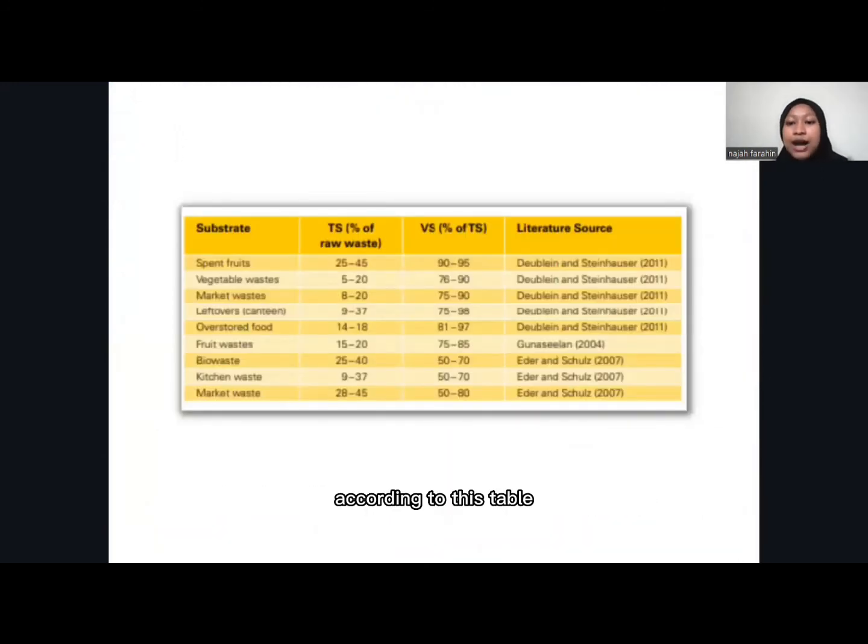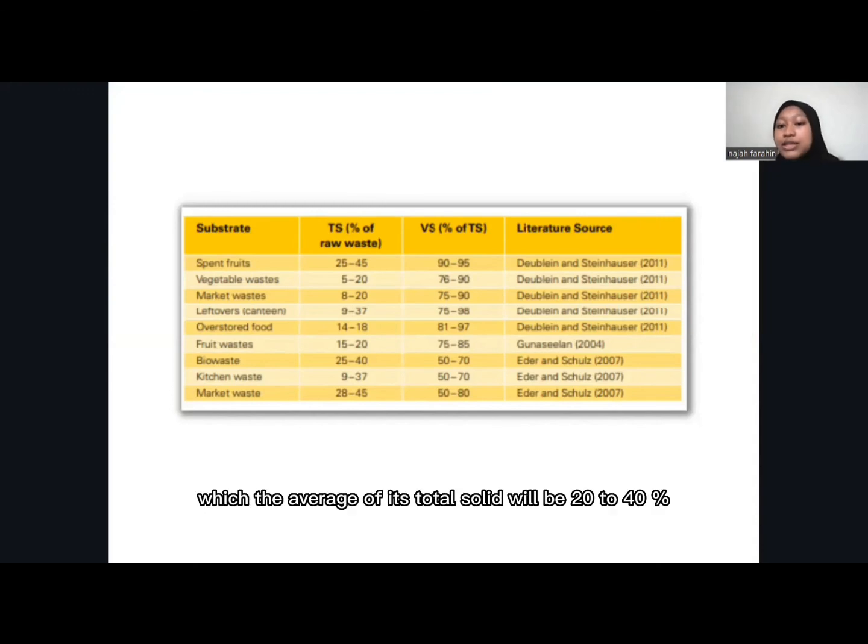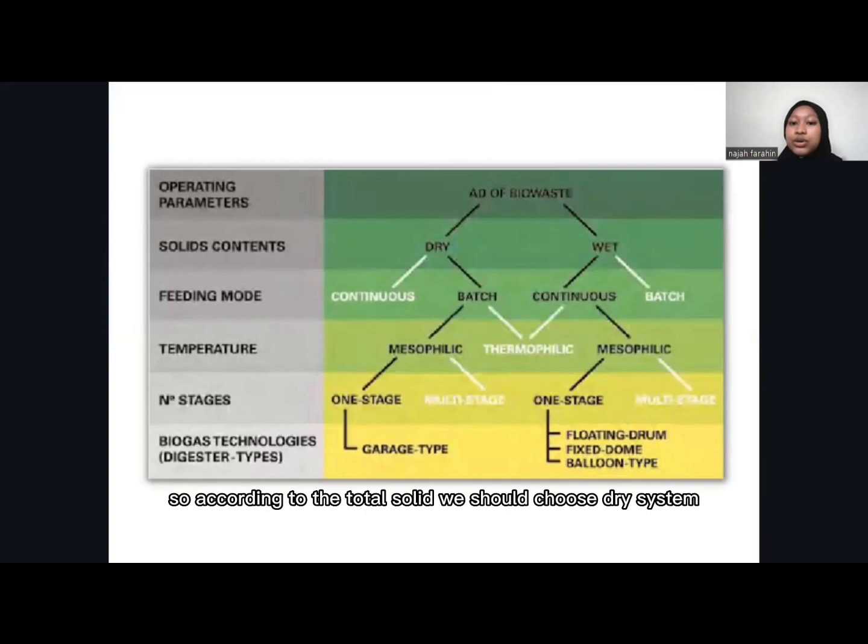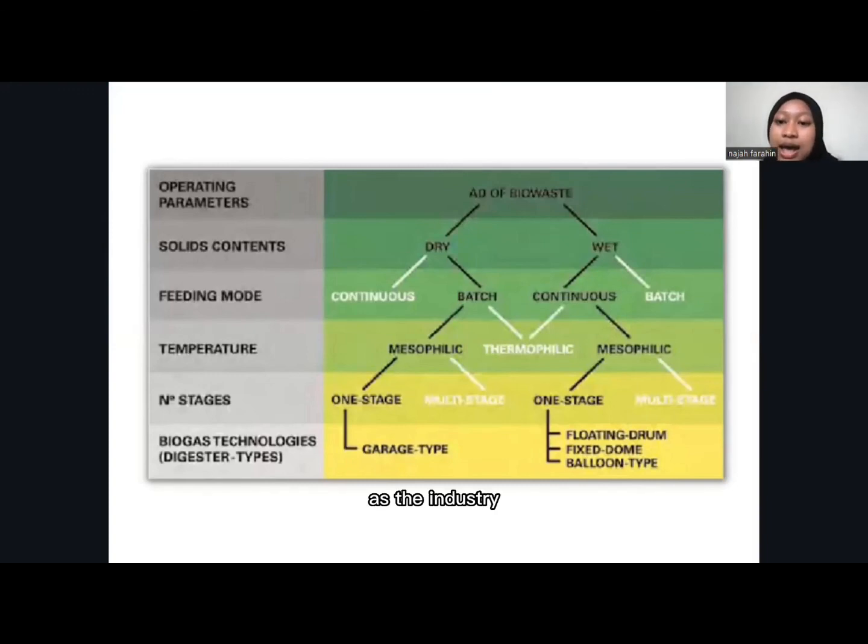According to this table, we can find visceral organ in market waste, leftover waste, and biowaste, of which the average total solid will be 20 to 40%. So according to the total solid, we should choose dry system as the industry required and more preferred for cheaper technologies. Batch systems are preferred, and a batch system provided mesophilic system due to the tropical climate.